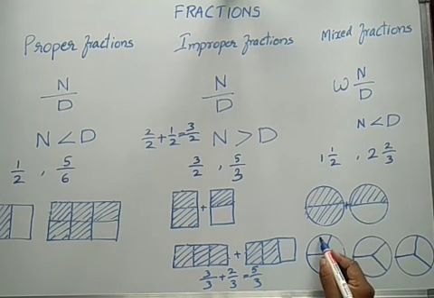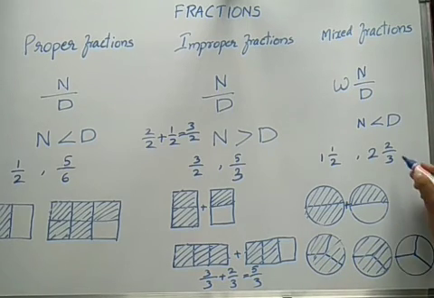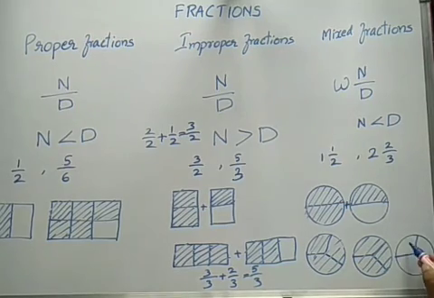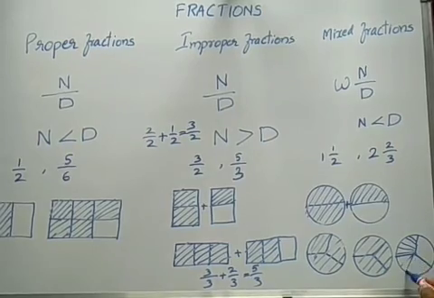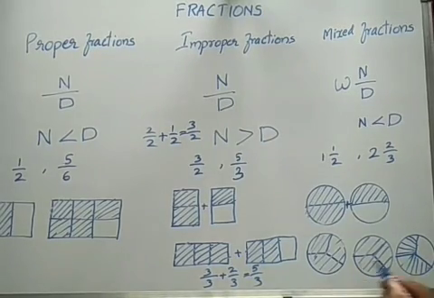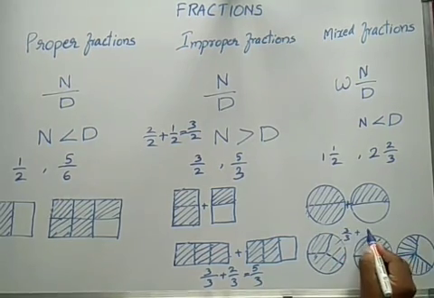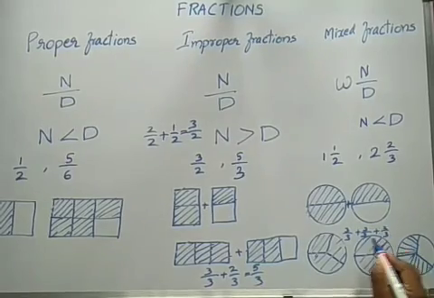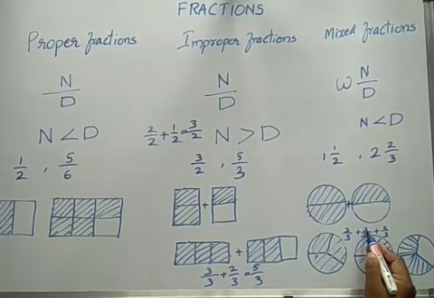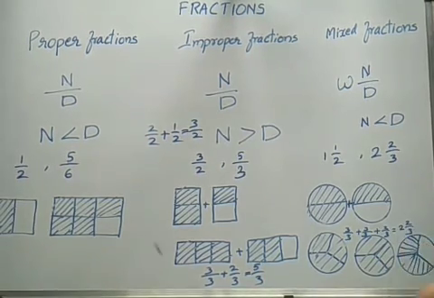Now I want to shade for this. First these 2 figures fully. Then in the last one, 2 parts, because 2 by 3 is there. See first part, second part. So we can say this one is 3 by 3 plus 3 by 3 plus 2 by 3. 3 by 3 means that 1. 1 plus 1, 2, and equals 2 by 3.